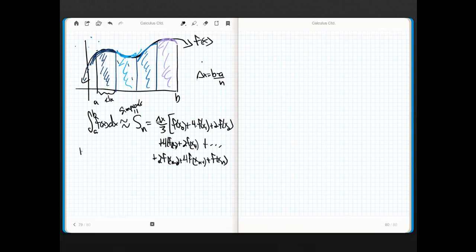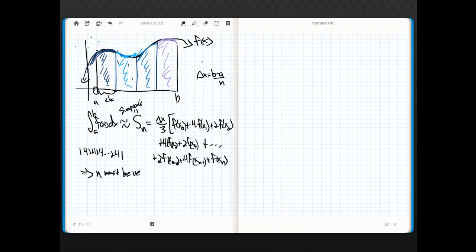So think about it this way. It goes 1, 4, 2, 4, 2, 4, dot, dot, dot, 2, 4, 1. Which implies to be able to use Simpson's, if you think about it, because we always pick up the endpoint. So if I've got n equals 8 subintervals, then I'm actually going to have 9 values, right? So I have to start at a 1 and I have to finish at a 1. So what that implies is that n must be even.